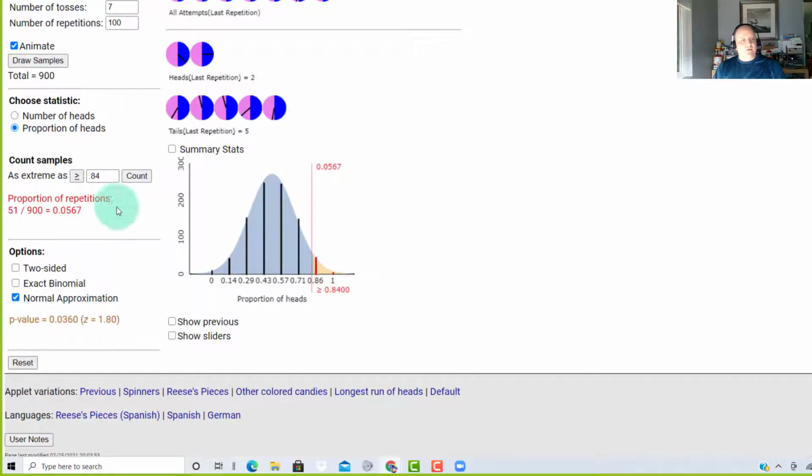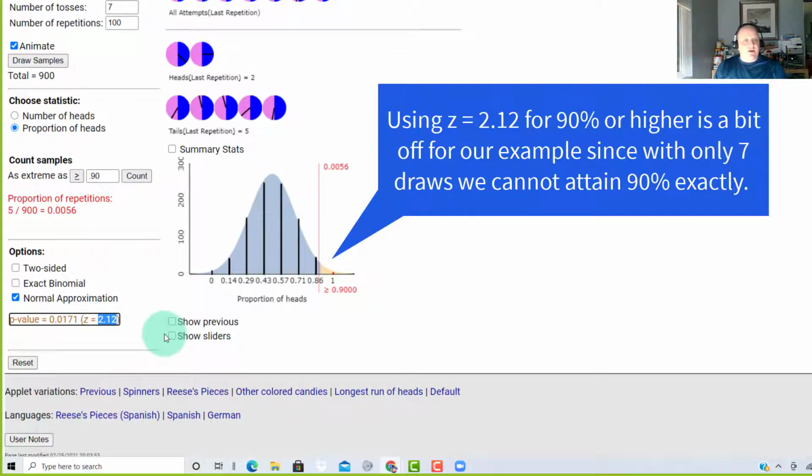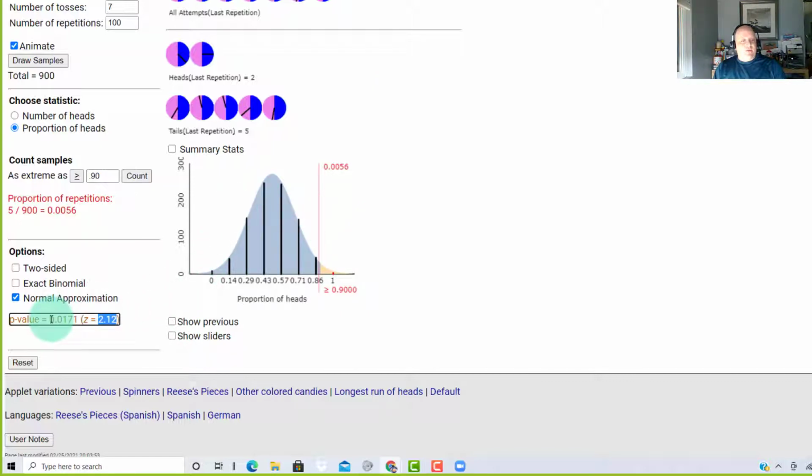So that's what we'd be using to get this value. If we went back up and said, well, what about getting 90% or higher? Well, now we're at a z-score of 2.12, which is more than 2 standard deviations above the mean, and that's why almost everything is below that value. We get a p-value, which is a probability, that should happen about 1% of the time that we get above that number.